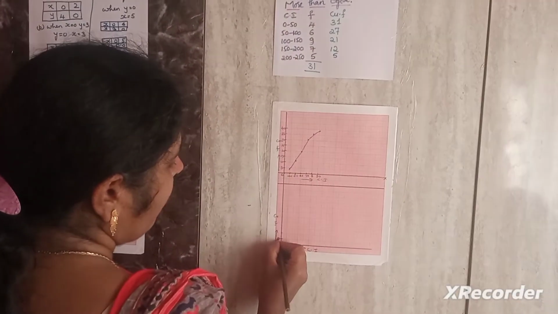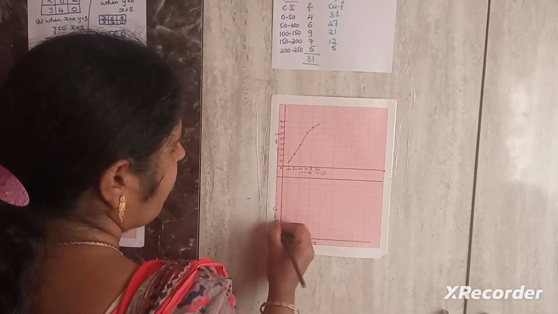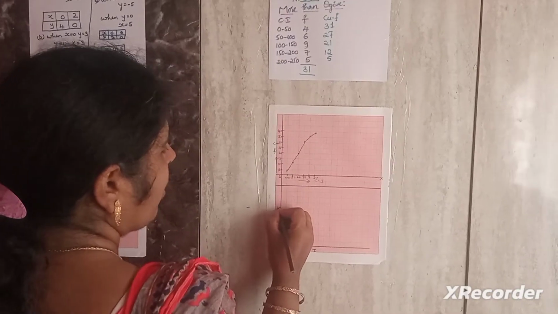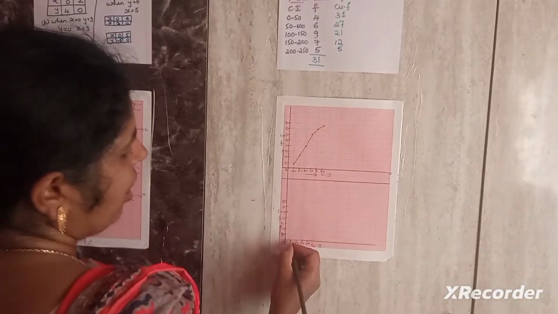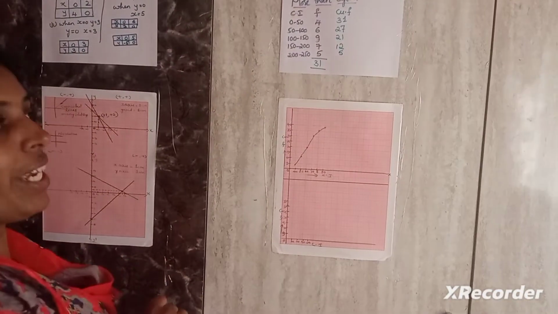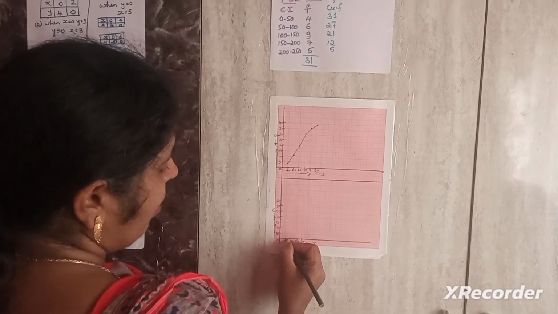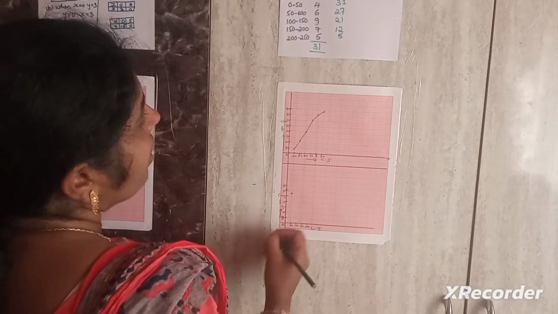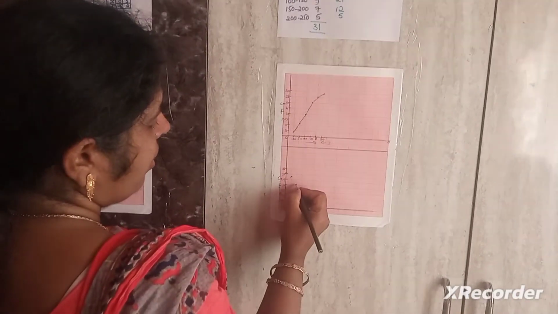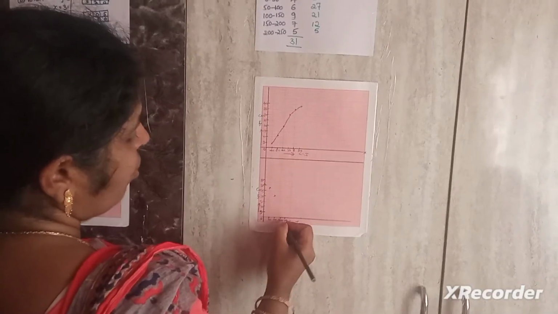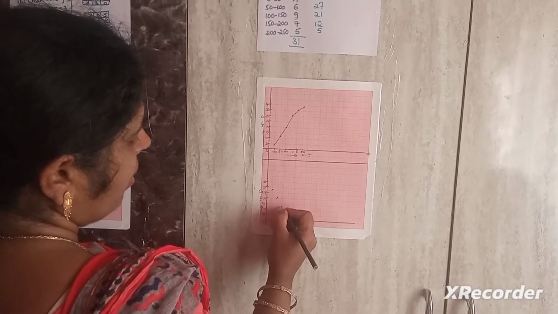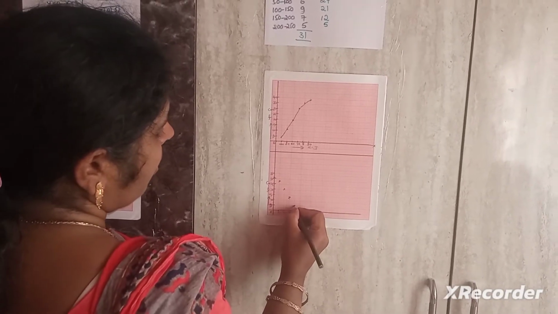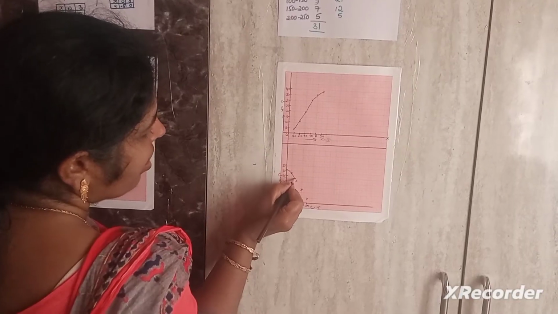Take the scale here. 5, 10, 15, 20, 25, 30, 35. So the 0 is how much? 31 on the y-axis. Then next is 27. Then next one is 21. After this 12. Then 5. So this is your more than ogive.